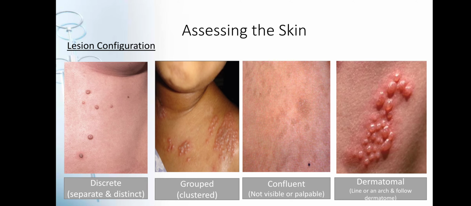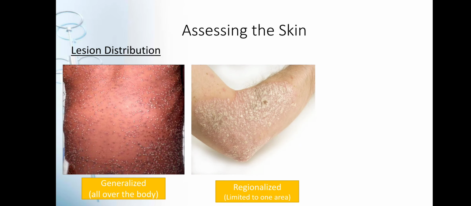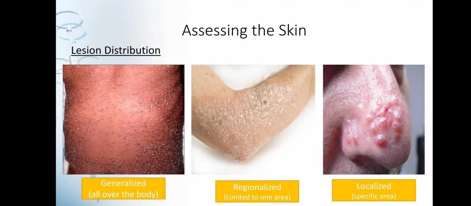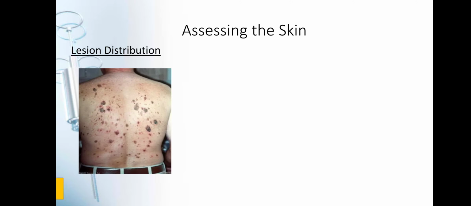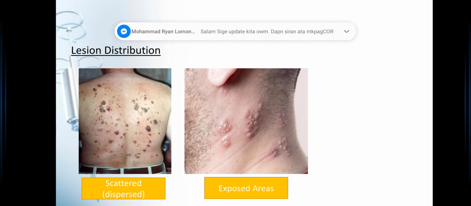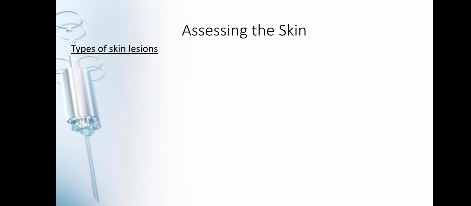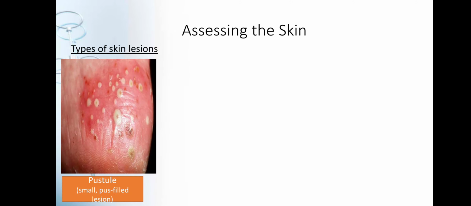follow a dermatome. Okay? So, for lesion distribution, it can be generalized, which is all over the body, regionalized, which is specific to or limited to one area. It can be localized to a specific area, and it can be scattered or dispersed. It can be exposed in the exposed areas such as sa neck, sa ating face, sa ilong, sa mukha, yan siya. And then we have intertriginous or the skin comes in contact with itself. Yan siya.